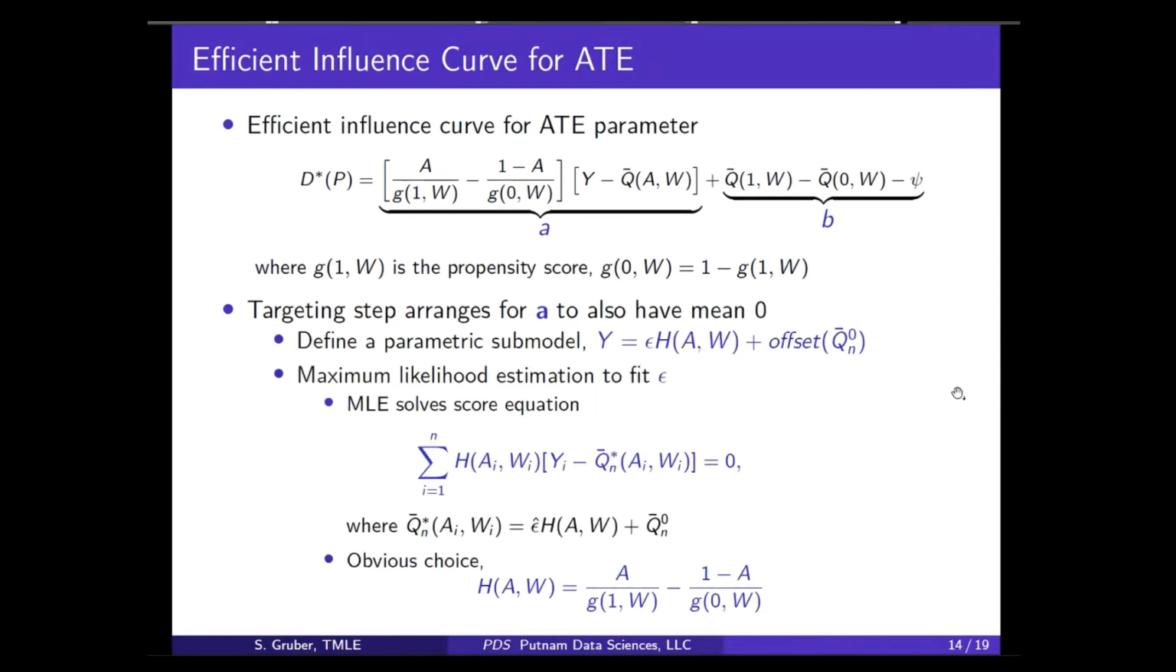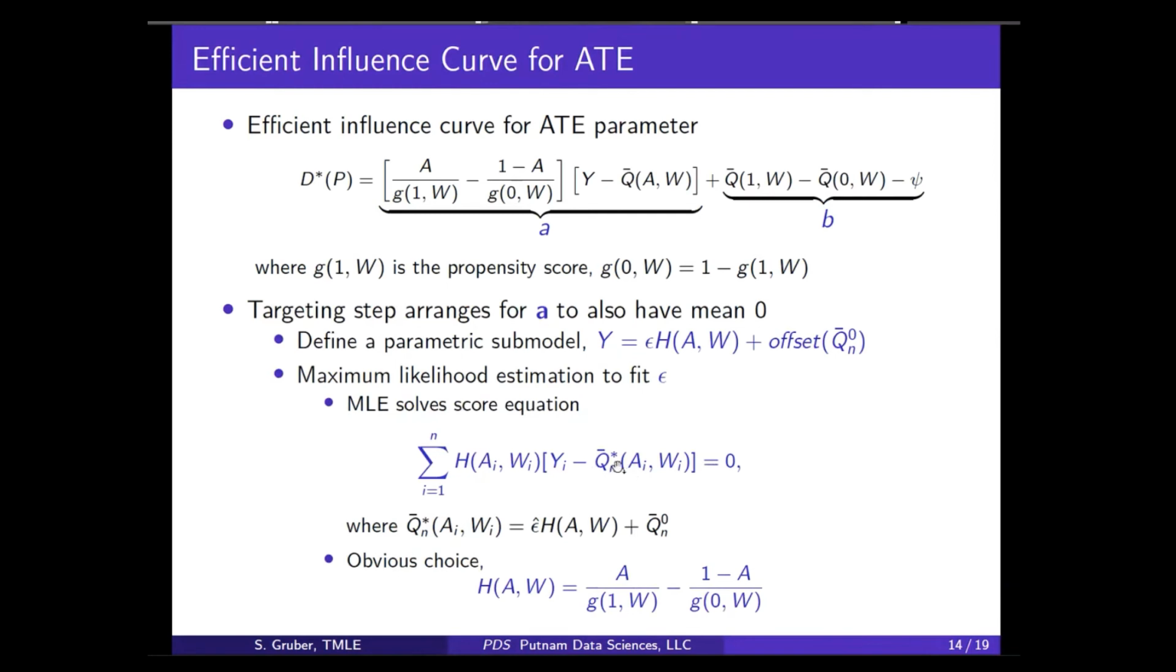Okay. So the targeting step arranges for A to also have mean 0. And you already saw we defined this parametric submodel, where Y is epsilon times H plus the offset of the initial regression. We're going to use maximum likelihood to fit epsilon. When you do regular, ordinary maximum likelihood, what happens is the variable times the residuals is going to sum to 0. So this right here is the residual.